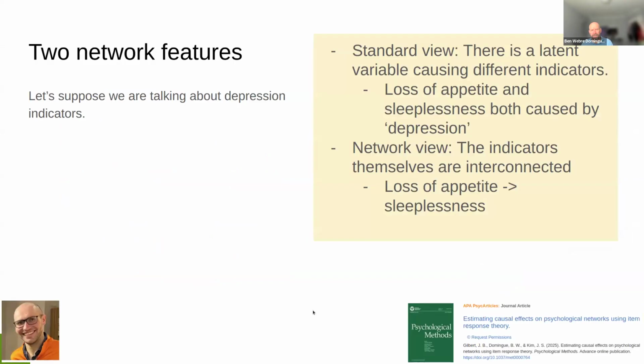Another thing we've done with these RCTs, covered in a paper that just came out last week in Psych Methods, has to do with the idea of psychological networks. Suppose we're talking about depression indicators. The standard view is that some latent variable causes different indicators, so loss of appetite and sleeplessness are both caused by some underlying depression. In the network view, the indicators themselves are interconnected. It's not that depression causes loss of appetite and separately causes sleeplessness. You may not have an appetite for some reason, and that may cause sleeplessness. The indicators themselves are networked.